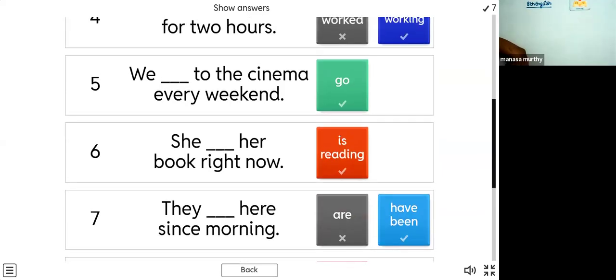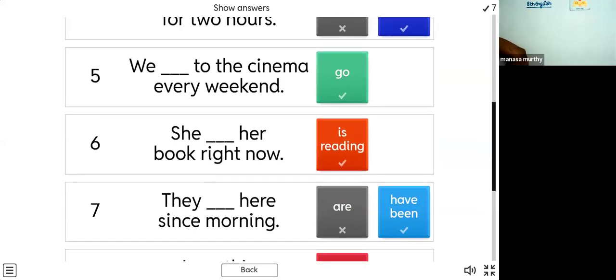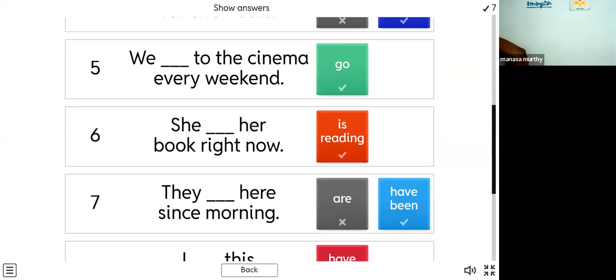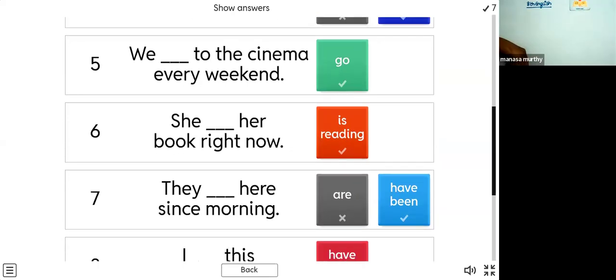Perfect continuous. We dash to cinema every weekend. A routine action again. Simple present tense. She dash her book right now. Action happening right now is reading.